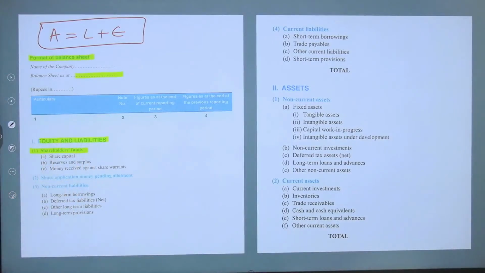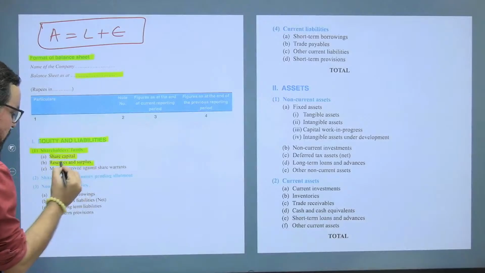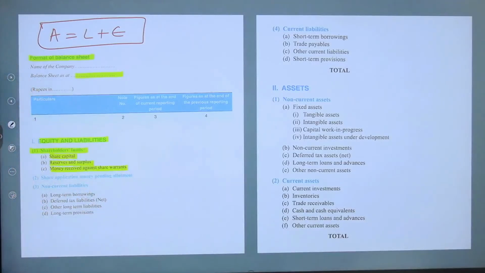Shareholders' funds means the proprietors' money in that particular business, which includes share capital, reserves and surplus, and money received against share warrants. I hope you guys understand this one.